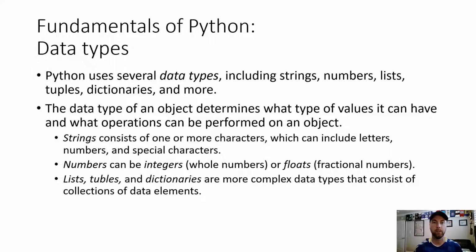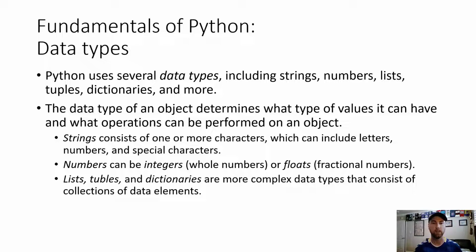All right, the fundamentals of Python, data types. Python uses several data types, including, as I said, strings, numbers, lists, tuples, dictionaries, and more. The data type of an object determines what type of values it can have and what operations can be performed on an object. So think about in the context of GIS, when we create a new field in an attribute table, we have to choose the type, right?